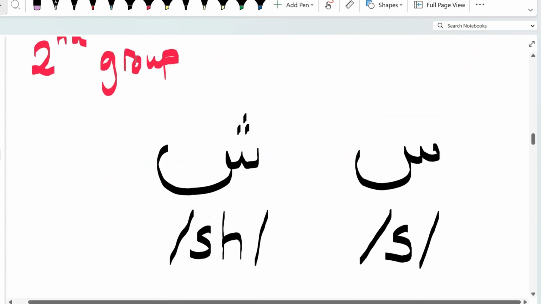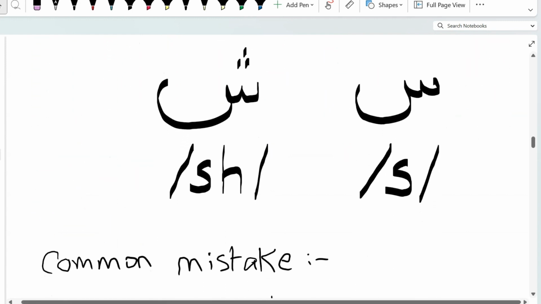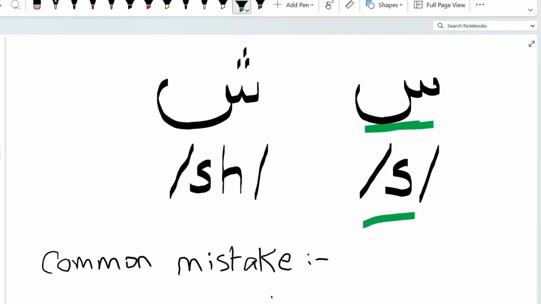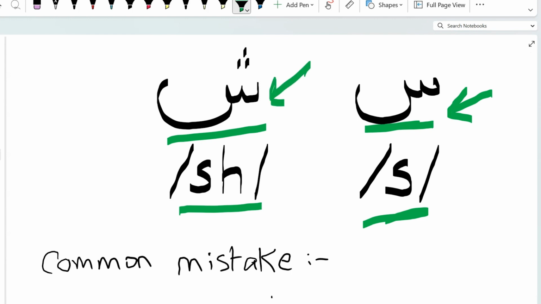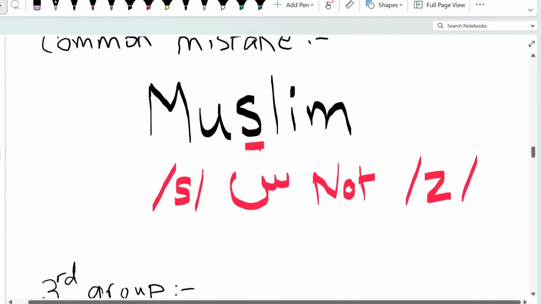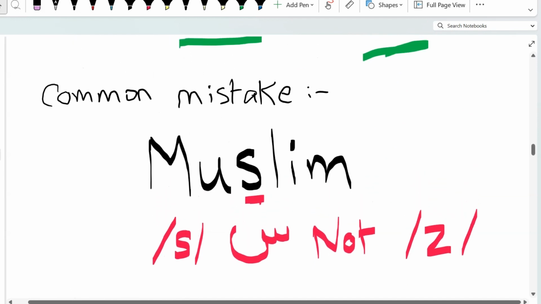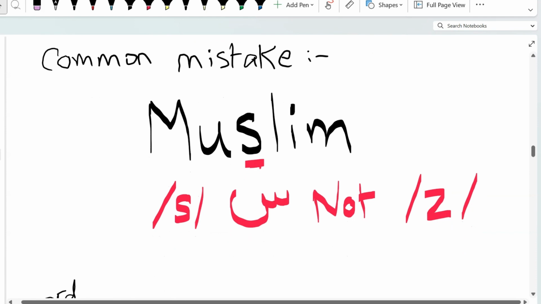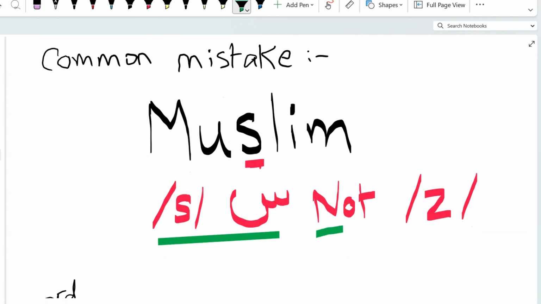Now the second group, two letters. We have the s, English S, and sh, as in ship. This one is seen, s. This one is sheen, sh. A common mistake, for example, the word Muslim in Arabic, we use the sin, the S, حرف السين. We don't say it as a Z. So it's a Muslim, not a Muzlim.